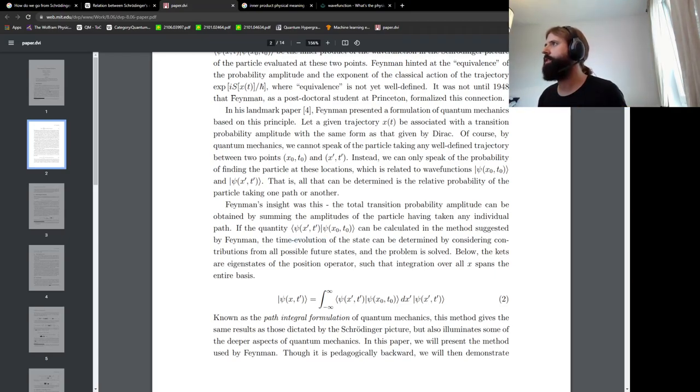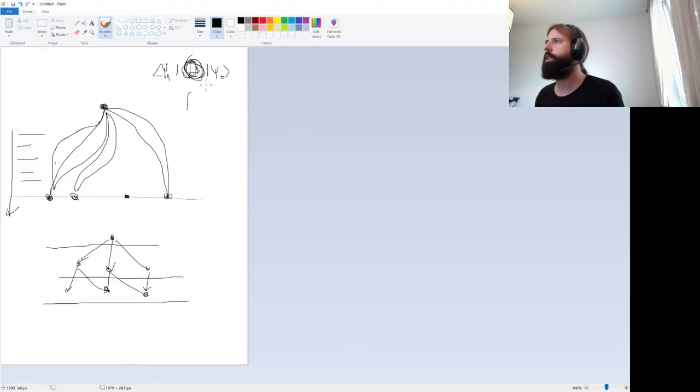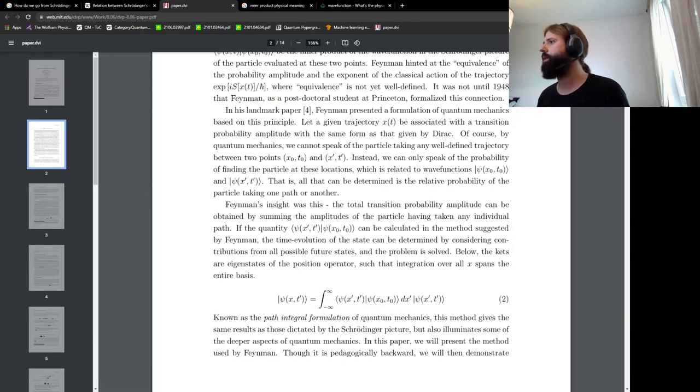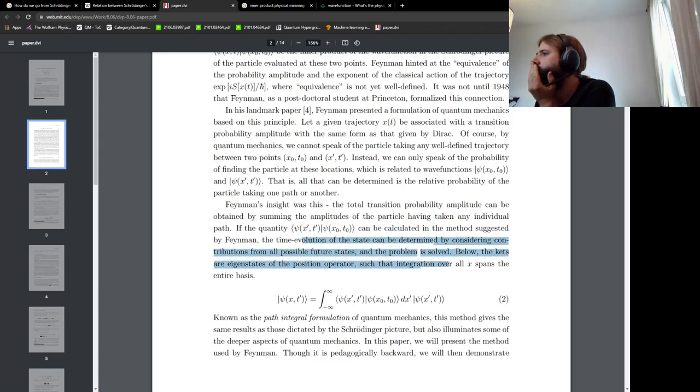Exactly. So the conclusion here is that you can define your own kind of Hamiltonian by adding up all the different contributions. So you would say the probability that it's in this state, in this state, in this state, and then you sum up all the things together, and then you have your time evolution, right? Below, the kets are eigenstates of the position operator such that integration over all x spans the entire basis.